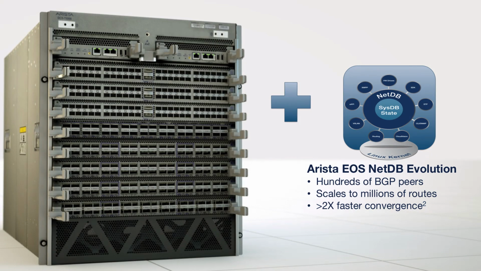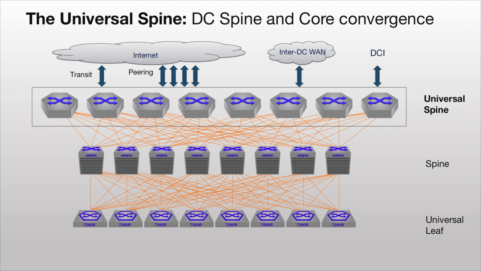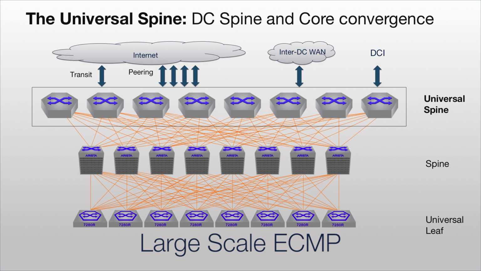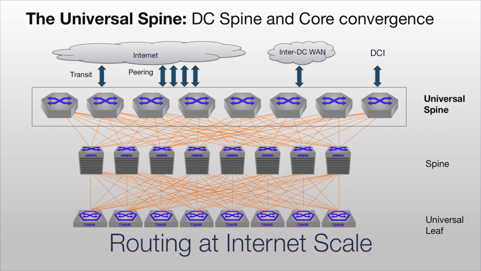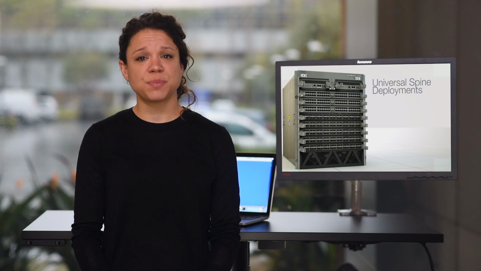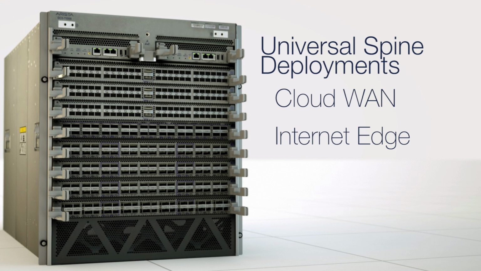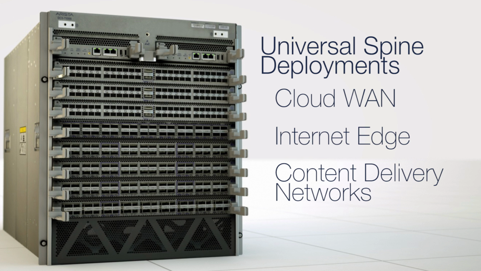The Arista 7500R series, along with EOS NetDB, is an ideal platform for building flexible, cost-effective, scale-out universal cloud networks that are non-blocking, support large-scale ECMP, IP routing with internet route scale, and have the best-in-class routing convergence. The Arista 7500R Universal Spine can also be deployed in many additional places in the network, such as the Cloud WAN, Internet Edge, and content delivery networks where traditionally expensive, complex, and closed systems would be required.